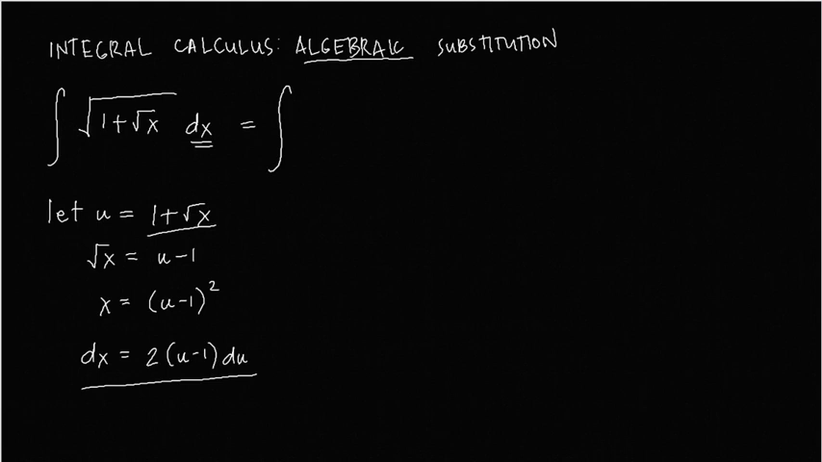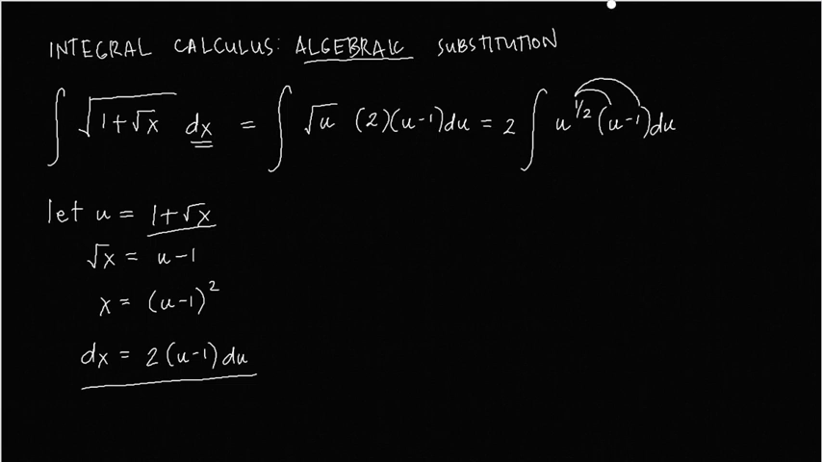So this will be equal to what? Square root of 1 plus the square root of x na you let it as u, and then dx is equal to 2 times u minus 1 du. Okay? Factor out natin yung 2. Then, we will write square root of u as u raised to 1 half times u minus 1 du. Distribute natin yung u raised to 1 half. So, we have 2 times the quantity, integral of u raised to 3 halves minus u raised to 1 half du. In which, pwede na natin i-apply dyan yung power formula.